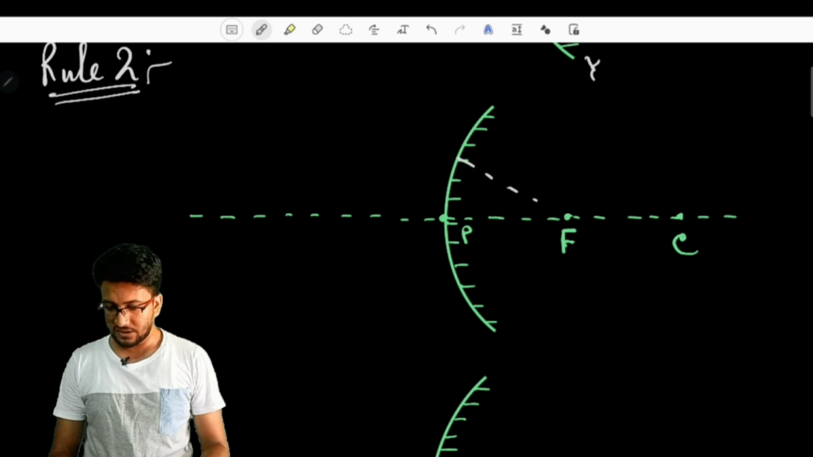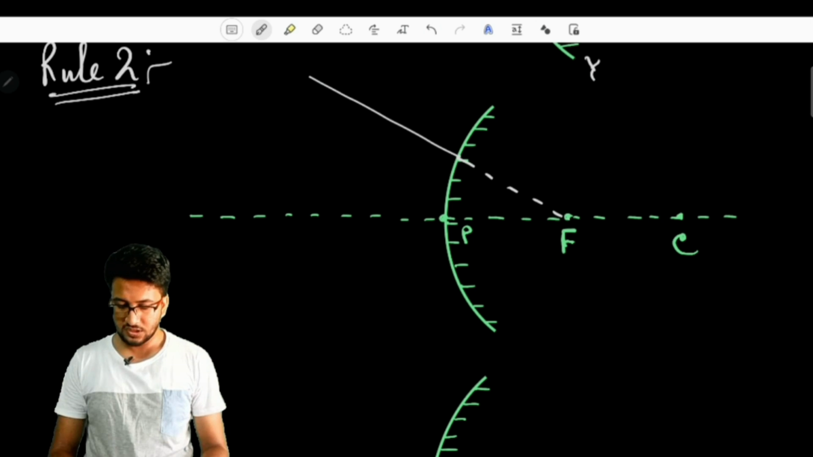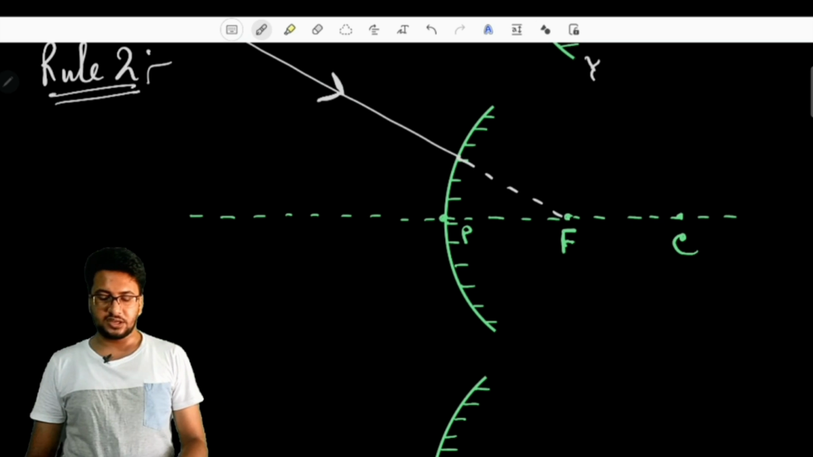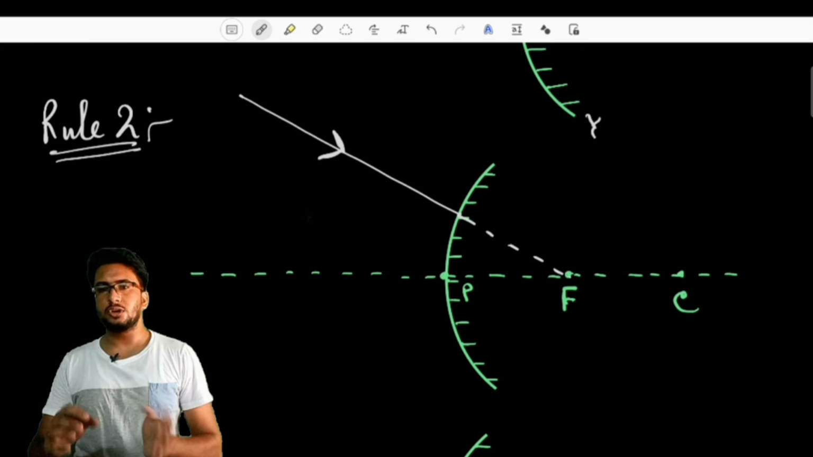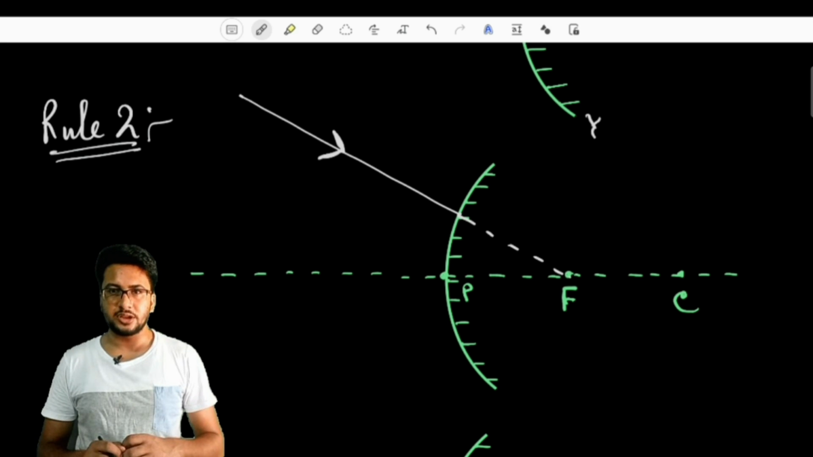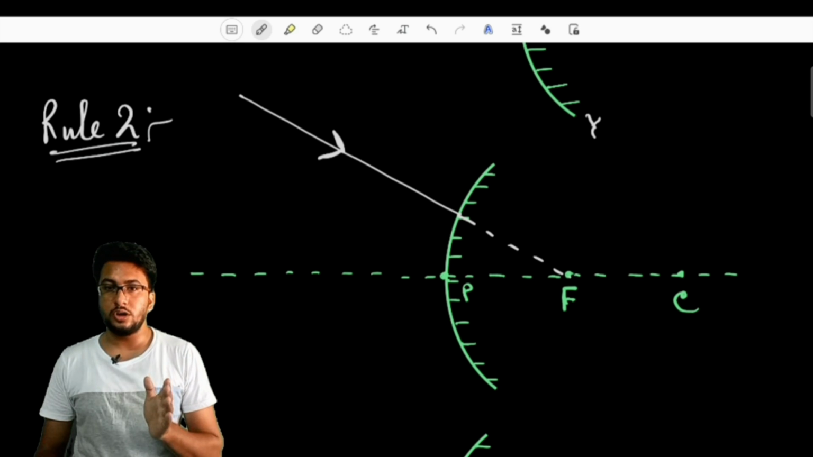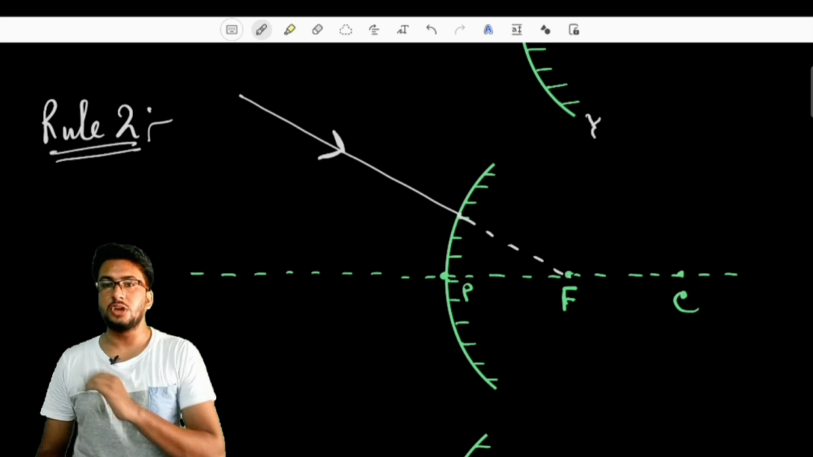Suppose this light ray is approaching towards the focus. That means the light ray is coming in this direction, just about to approach the focus. But as the focus is virtually present in the case of a convex mirror, the light ray will not be passing through the focus.